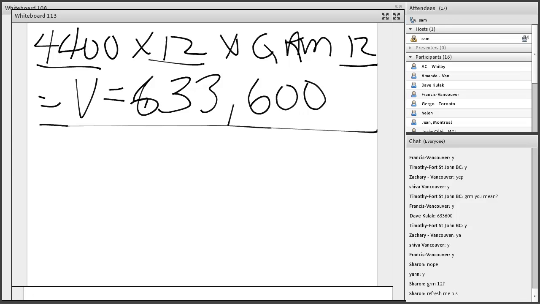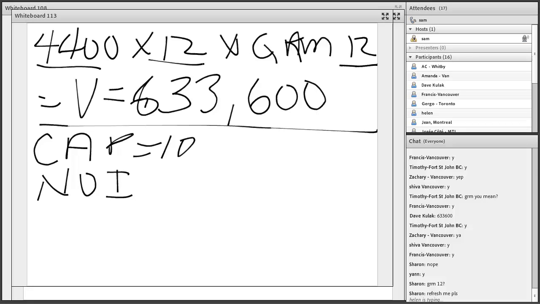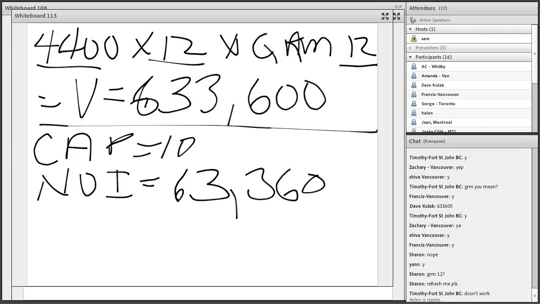So we use the 6 because that's the goal. But if we go up to a 12, because someone asked how high can we go? Well, you could go to a 12, but 12's tough. And the reason is, look what happens. If we use a GRM of 12, to get a cap rate of 10, which is the goal, that would mean that the net operating income of this property per year needs to be $63,360 per year.